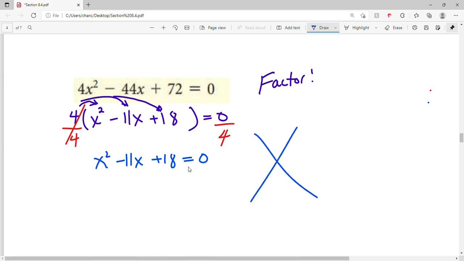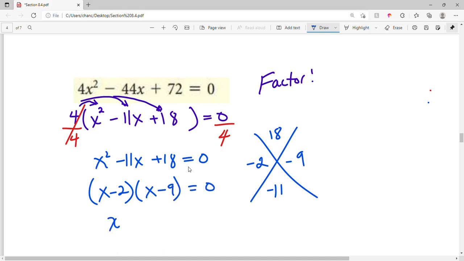We have three terms. I'm going to use the diamond method. Negative 18 on top, negative 11 on the bottom. What two numbers multiply to get negative 18 but add up to get negative 11? We have negative 2 and negative 9, which works. This factors as x minus 2 times x minus 9 equals 0. And so I could set each one of these factors equal to 0 now and solve for x.